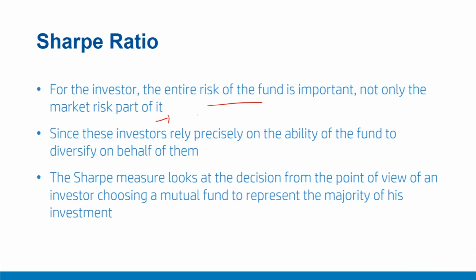the market part of it, because we are saying that most or a large proportion of his wealth is invested in this fund or portfolio. And therefore, essentially, they are relying on the ability of the fund or that portfolio to diversify on their behalf. Therefore, we can say that the Sharpe ratio measure or criteria looks at the investment decision from the point of view of an investor who has chosen this fund to represent the majority of investment.